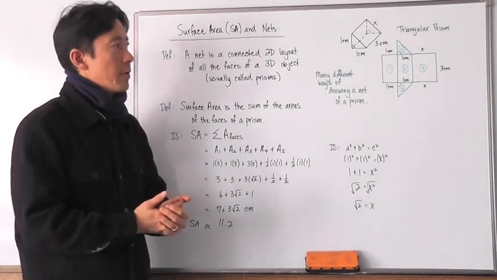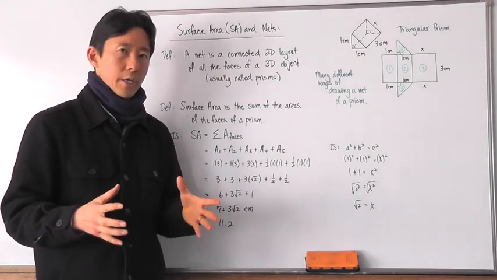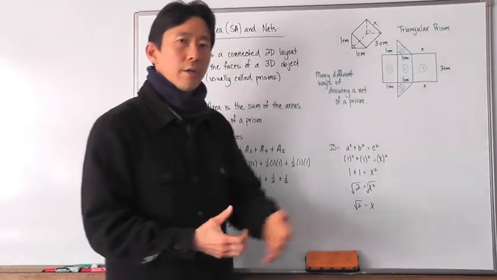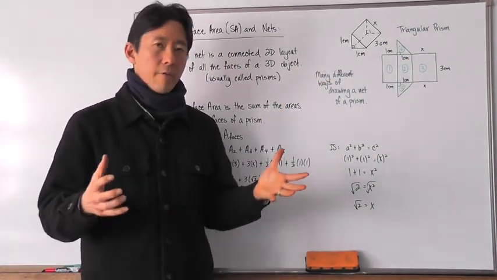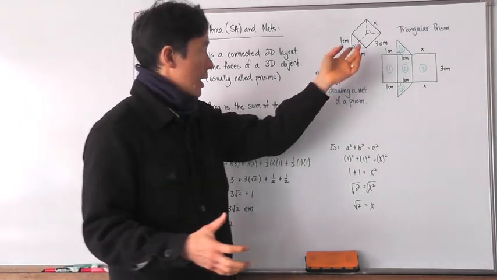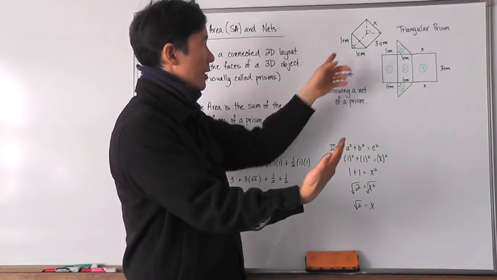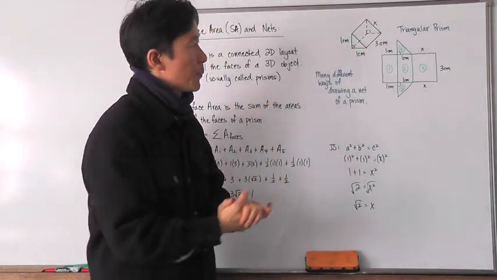So let's see how we can create a net based upon a particular three-dimensional object. In this case, a triangular prism. Now again, why is this called a triangular prism? Well, we have a three-dimensional object, and the sides containing the three-dimensional object itself are going to be triangles. So we call it a triangular prism.